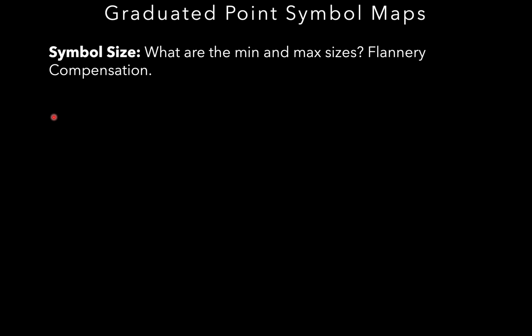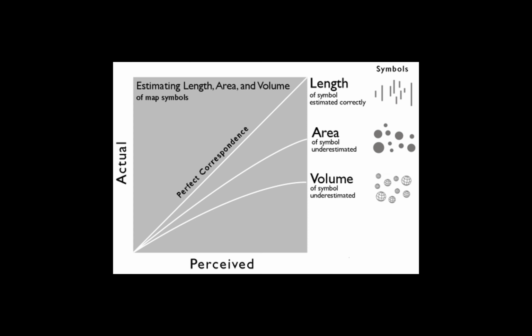And in doing so, we have to take into account what's known as the Flannery compensation, which is essentially a perceptual deterioration. The more complex the symbology we're using, and the larger it gets, the more difficult a time we have perceiving its relative size differentiation from smaller objects. So with lines, it can be quite easy to tell the size differentiation, because they're simple linear features, and we're able to have pretty good fidelity between the actual length of that object and our perceived length of that object.